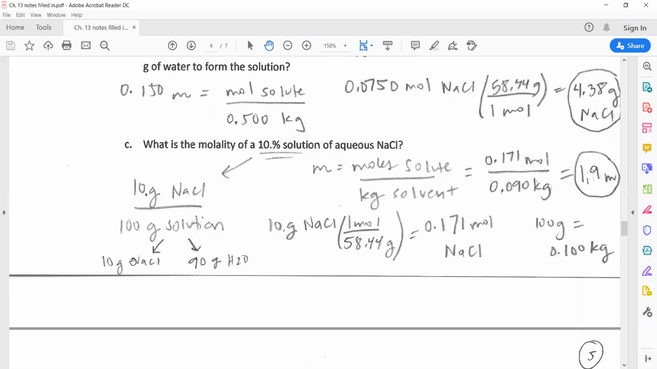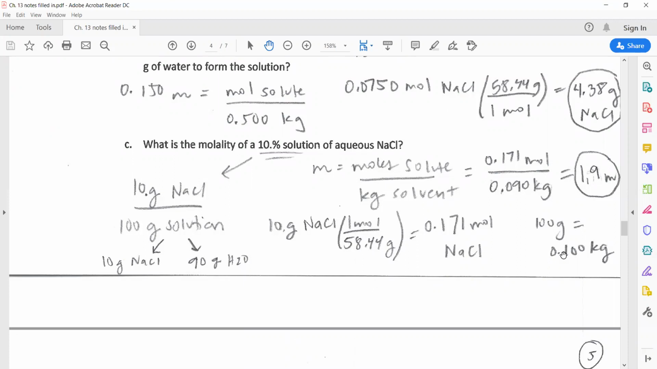So I go focus on my sodium chloride, which is my solute, and I need to get it to moles. So 10 grams of sodium chloride, I would use my molar mass from the periodic table, go grams to moles. Here's my moles of sodium chloride. So now I know the top number. Then I need kilograms of solvent. So I'll take my grams of water, I'll divide by 1,000 to get kilograms, and I get 0.090 kilograms.